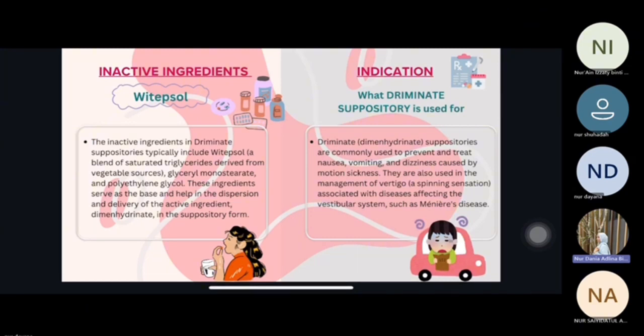Next is the indication. Dreminate dimenhydrinate suppositories are commonly used to prevent and treat nausea, vomiting, and dizziness caused by motion sickness. They are also used in the management of vertigo, a spinning sensation associated with diseases affecting the vestibular system, such as Meniere's disease.